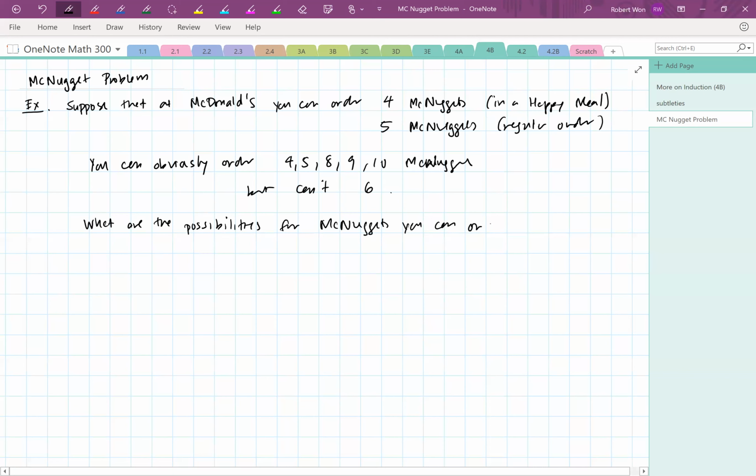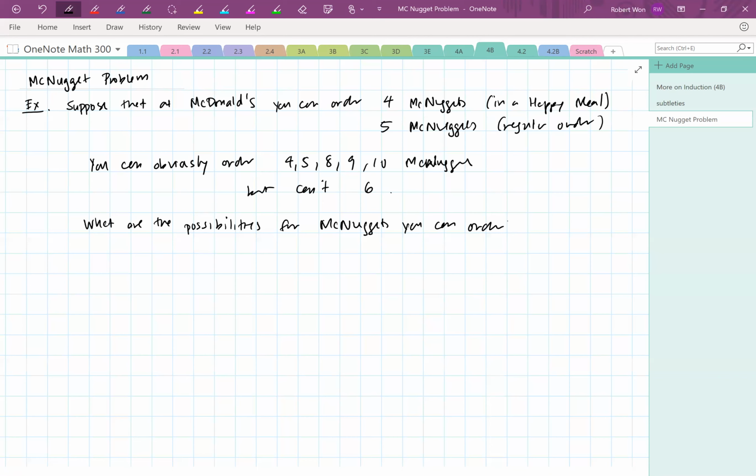You obviously can't order any number of McNuggets, but you can order a lot of different orders of McNuggets. How many can you order? Okay, this is called the McNugget problem because, I mean, it has a name. That means it's a common thing to think about in mathematics.